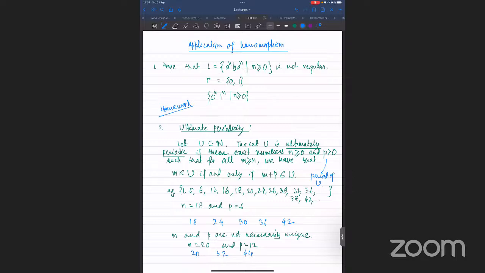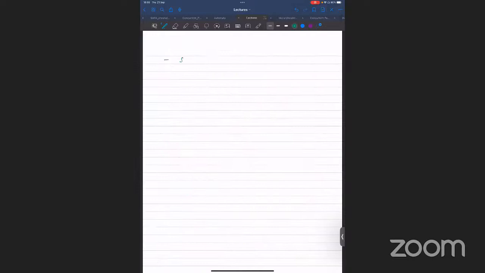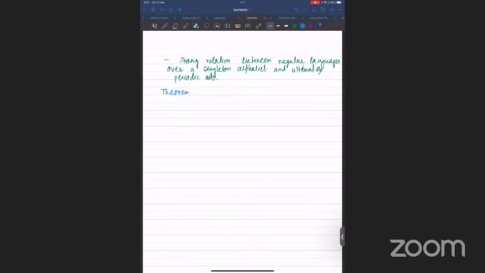Now, there is something that I want to write here, that there is a strong relation between regular languages over a singleton alphabet and ultimately periodic sets. You can possibly already see that, but let me write it. And we did something like this earlier.